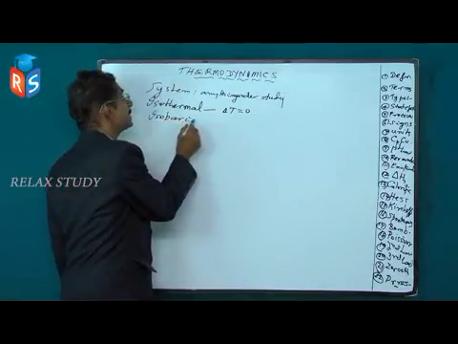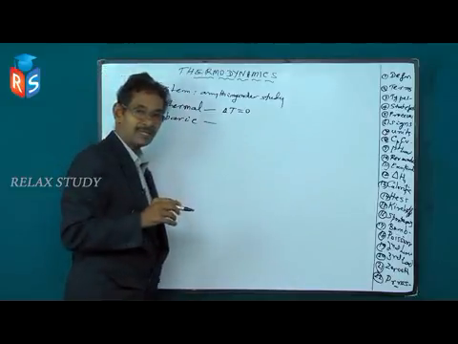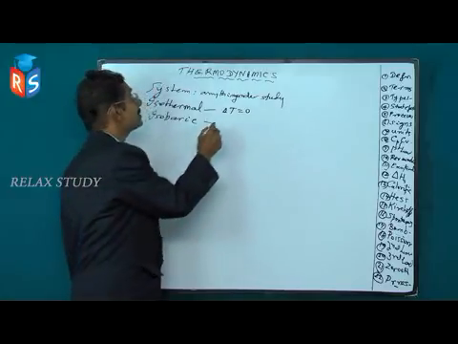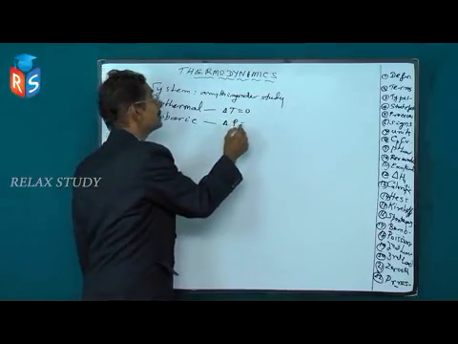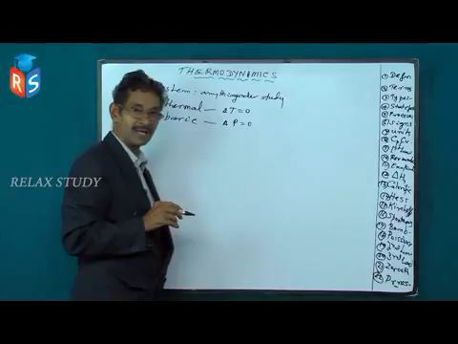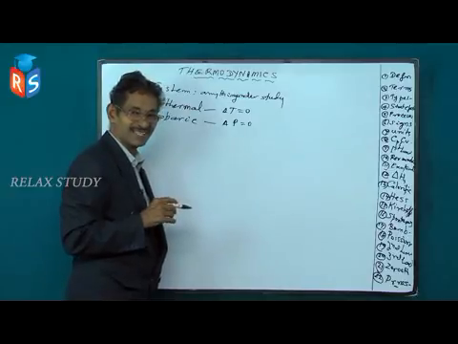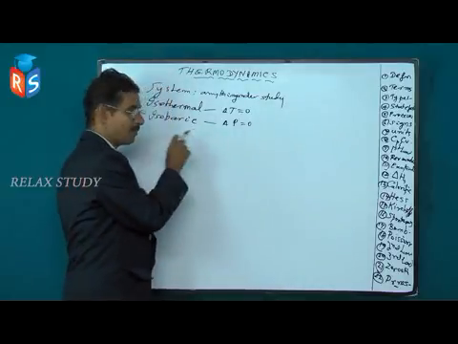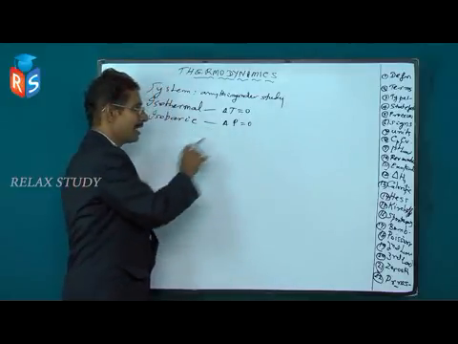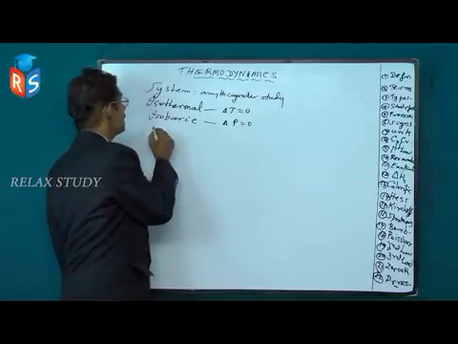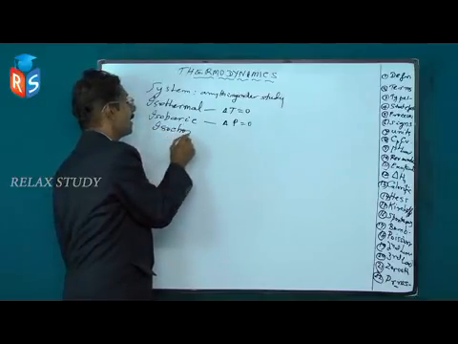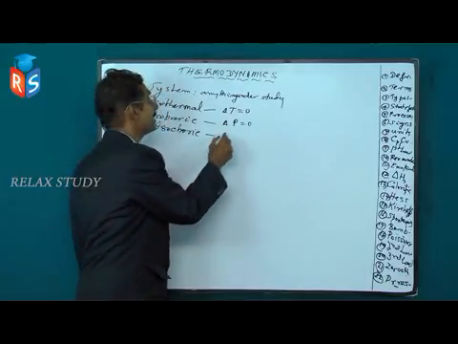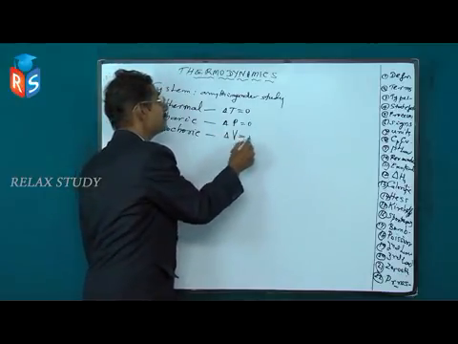Isobaric is another term. An isobaric process is one in which the pressure remains constant. That means delta P equals 0. Bar is related to barometer, the instrument that measures pressure. Isobaric means pressure remains constant, or delta P equals 0. Isochoric means the volume is constant in the process. In other words, we can say delta V equals 0.